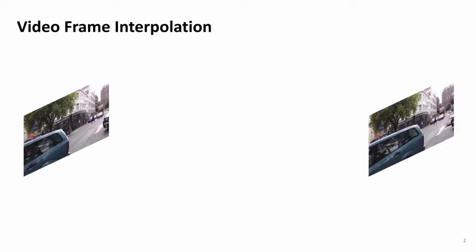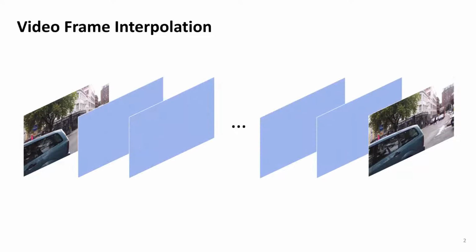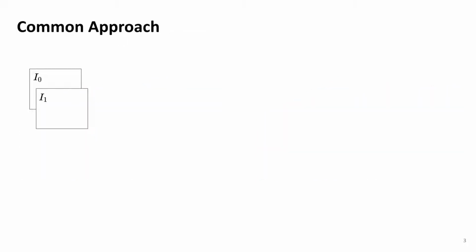Given two subsequent video frames, the goal is to generate several intermediate frames. Recently, the highest interpolation quality has been achieved with neural networks. Often they consist of a sequence of modules targeted to different steps.